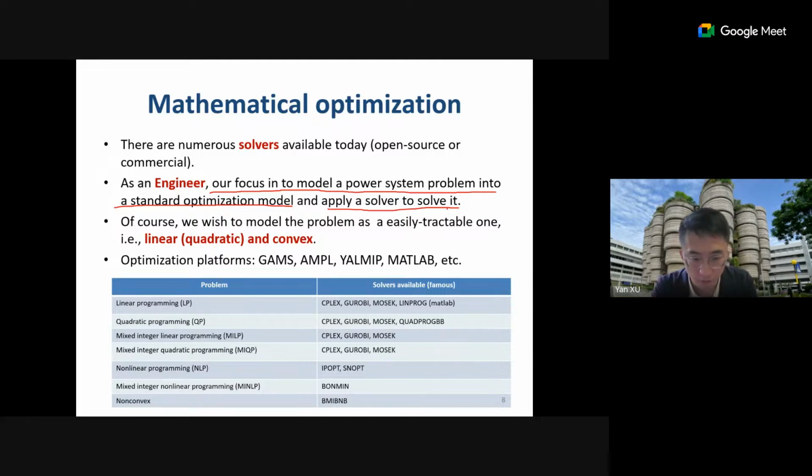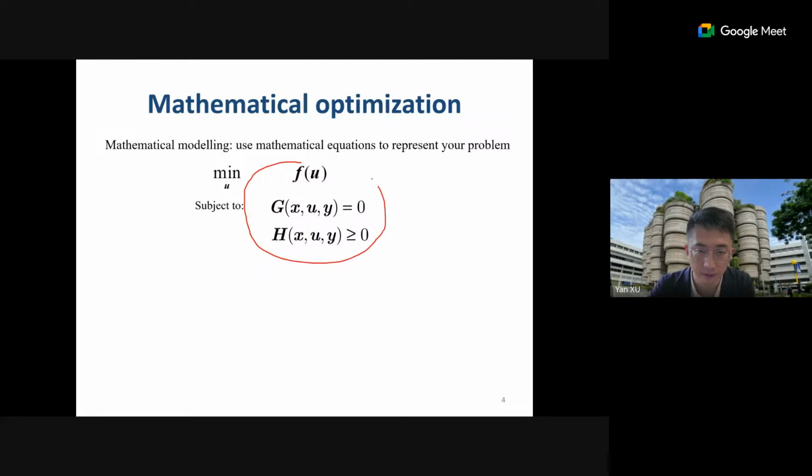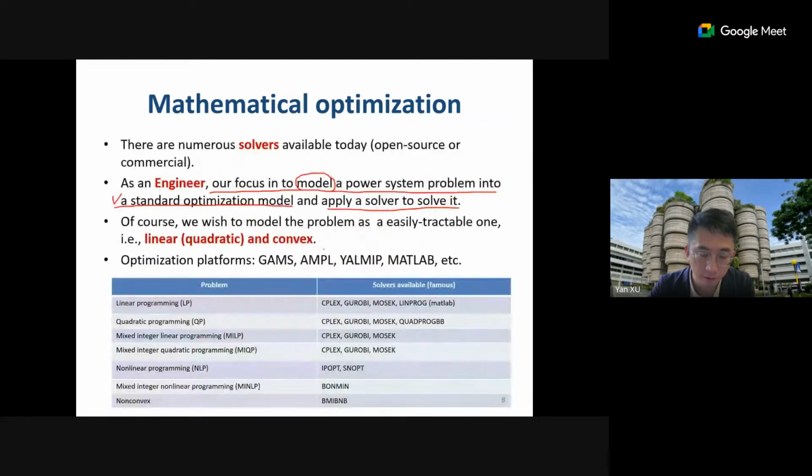So my point is, as a power engineer, we may not be strong enough in mathematics compared with mathematicians, but we can focus ourselves on problem modeling, for either an economic dispatch problem, a microgrid operation problem, or even a microgrid planning problem. We can try to model them into a standard optimization format, just like what we have shown here. This could be a standard format. And as long as we formulate it, we can apply the existing solvers available in the market to solve it.